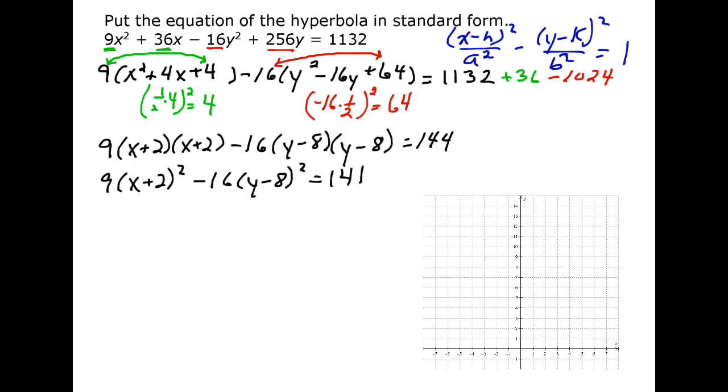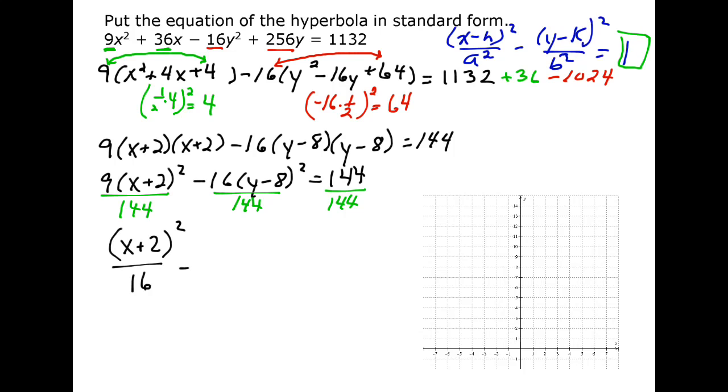Now it's time to work on getting a 1. So you see we have a 1 in our standard form, so we need a 1 here. And to get that, we'll divide both sides of the equation by 144. I don't know why I wrote 141 there. Okay, 144. So that gives us (x plus 2) squared over 16 minus (y minus 8) squared over 9 equals 1.